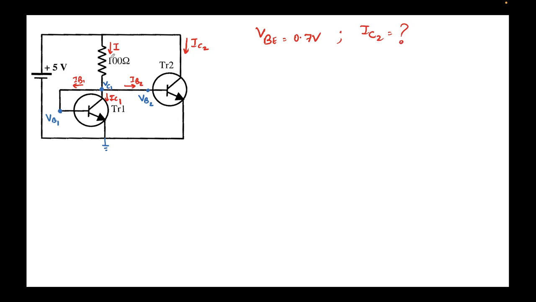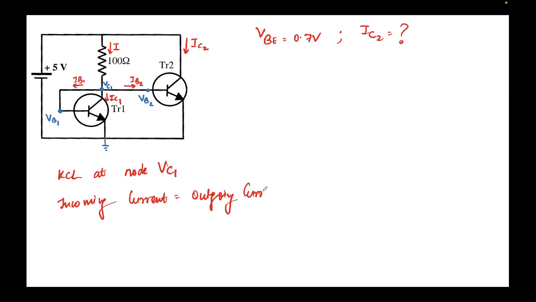So what I'll try to do is, you can see on this junction, I'll apply KCL at node VC1, at this node. What I'll write is all the incoming current equal to outgoing current. So incoming current is nothing but capital I. Outgoing current is IB1 plus IC1 plus IB2. You can see these three currents, right?